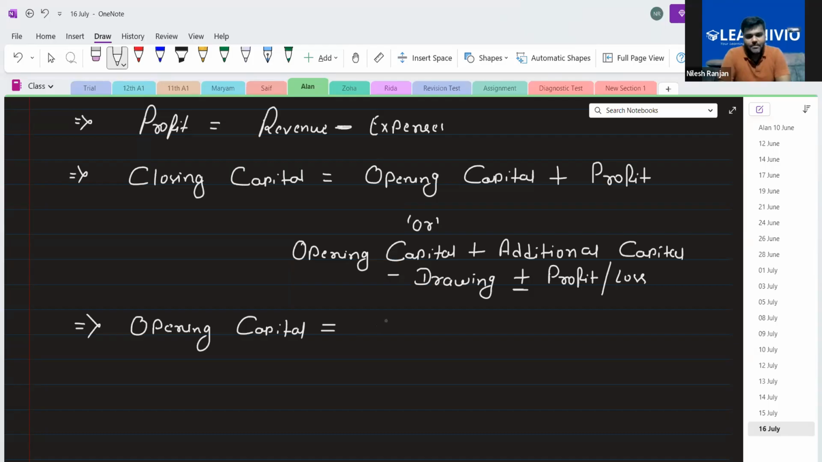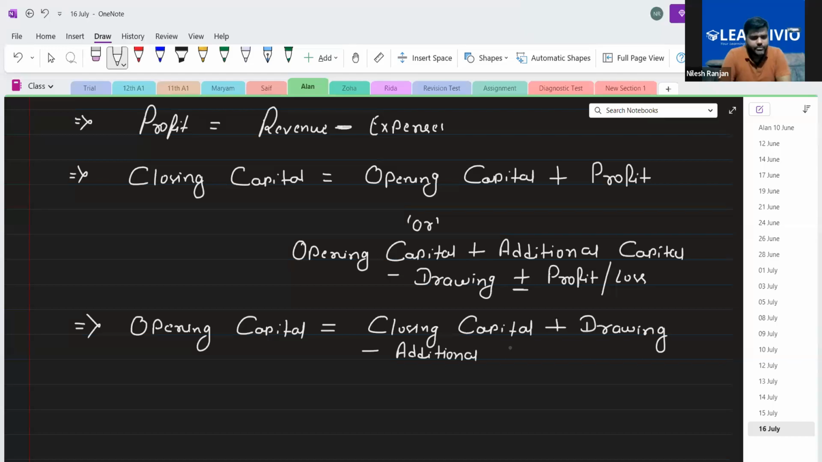Opening capital, the same formula. I will just reverse all the items written here. So closing capital minus, first I will write plus drawing. So this is another formula. Actually the same formula, I'm changing it a little bit. Minus additional capital, plus loss, minus profit.